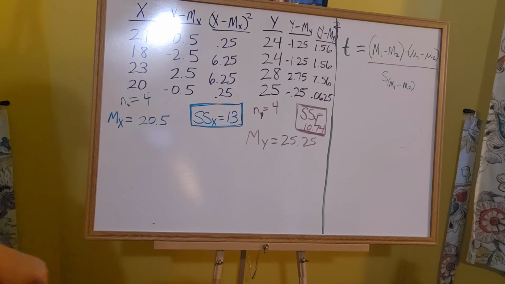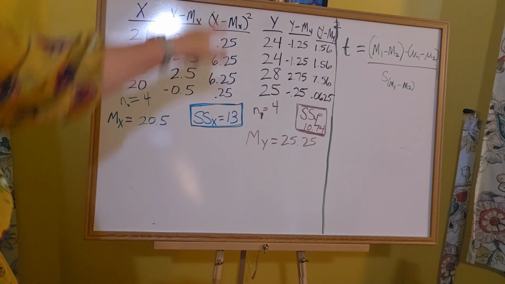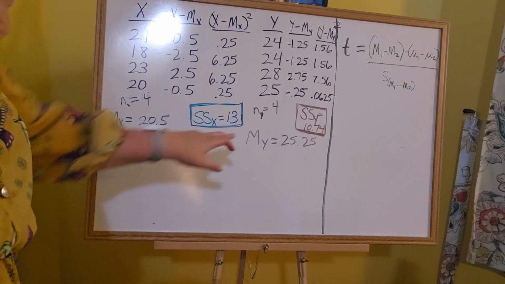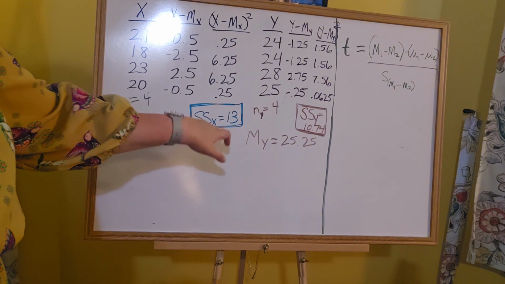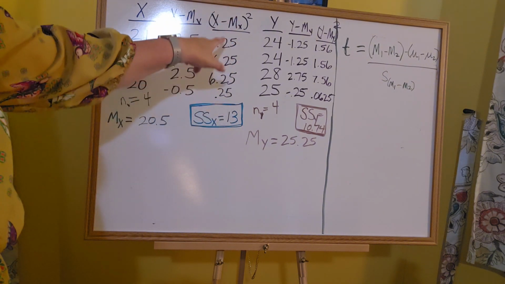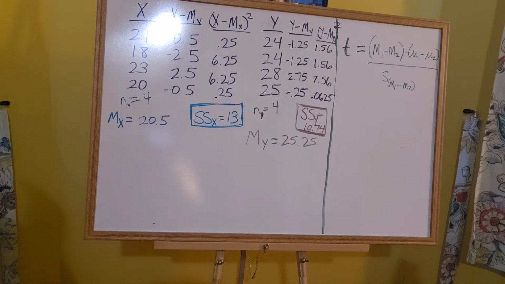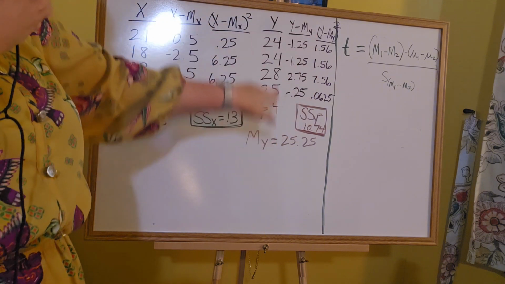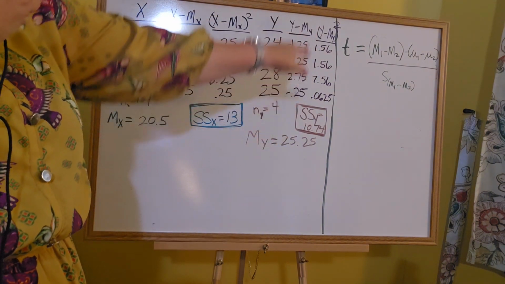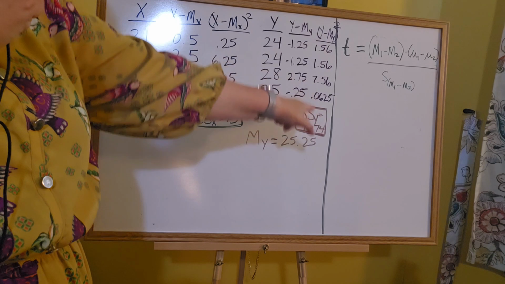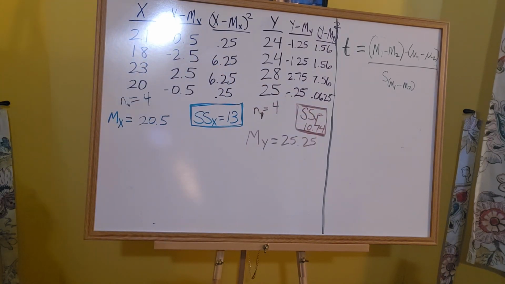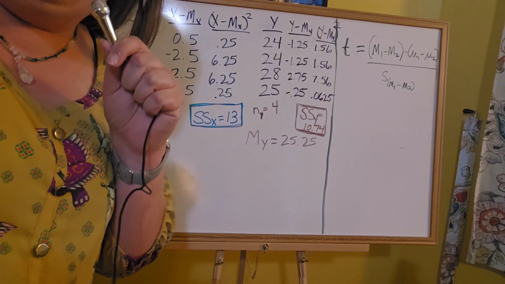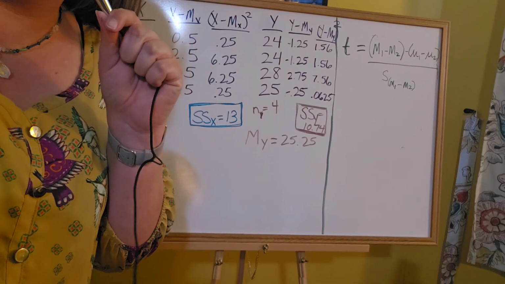So I did that with all of these. Compute a deviation score, square that deviation score. And the way we get the sum of squared deviation score is you add these up. So you add these numbers up. The sum of squared deviation score for x is 13. You do all the same things for y. You compute a deviation score, square it, and then you sum all the squared deviation scores. The sum of squared deviation score for y is 10.74. So what do we do with that? We're going to need that to compute our pooled variance.